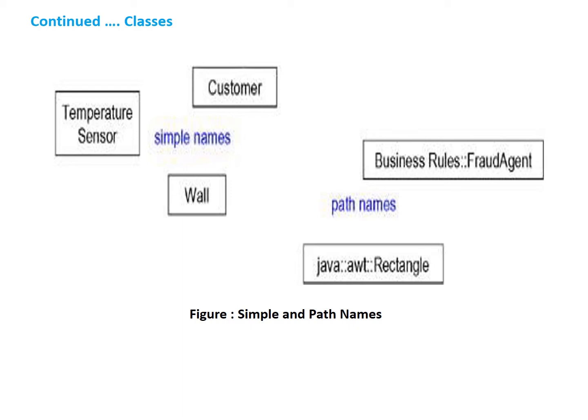Here in the figure, TemperatureSensor, Customer and Wall are the simple names, whereas the classes FraudAgent and Rectangle are shown by using their path names. That is, the class FraudAgent is available in the package BusinessRules. Similarly, the Rectangle class is available in the package awt, which is available in the package java.